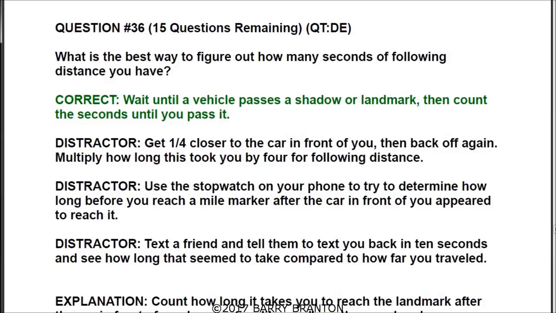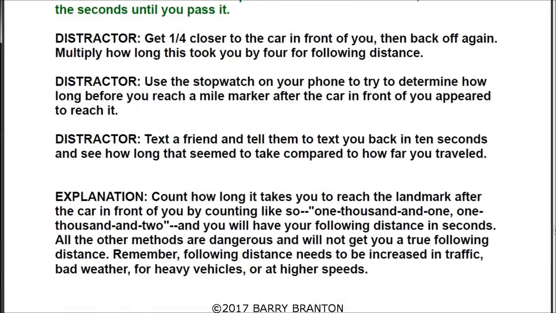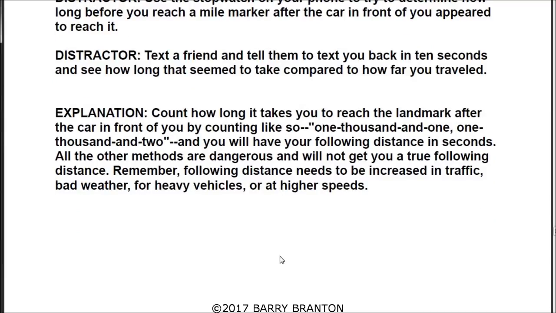Question number 36. What is the best way to figure out how many seconds of following distance you have? The correct answer is wait until a vehicle passes a shadow or a landmark. Then count the seconds until you pass. We have an explanation which says count how long it takes for you to reach the landmark after the car in front of you by counting like so, 1001, 1002, and you will have your following distance in seconds. All other methods are dangerous and will not give you a true following distance. Remember, following distance needs to be increased in traffic, bad weather, for heavy vehicles, or at higher speeds.